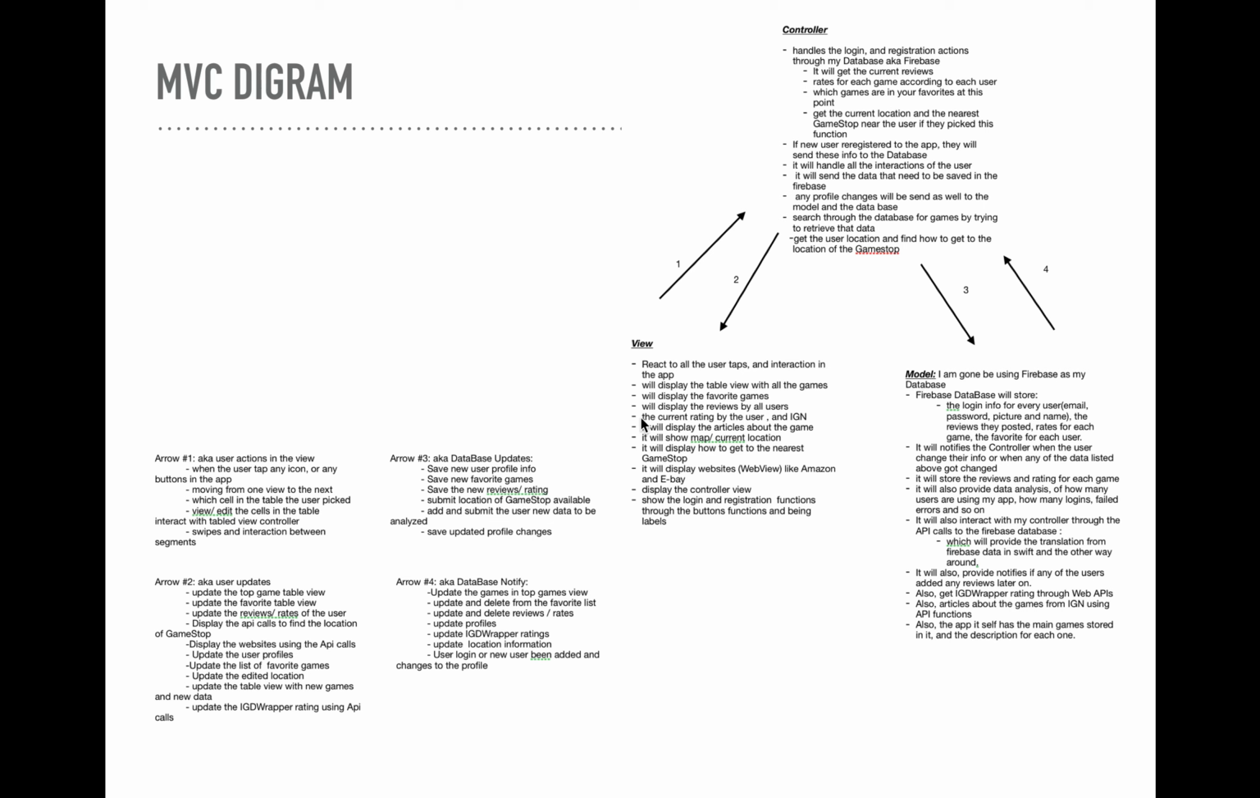And the arrows I have here: if it's going from the view to the controller, it is basically just the user action. If someone clicked on an item, an icon, the star or something of that sort. And the update is from the controller to the view if they added a review; they can see it in the view right away, and it will be added to the model from the controller. And another arrow is from the controller to the model, basically saving the user information, favorite games, new reviews and ratings, and the location of the GameStop near the user, or your current location. And it would also ask you for your current location as you try to access the map.